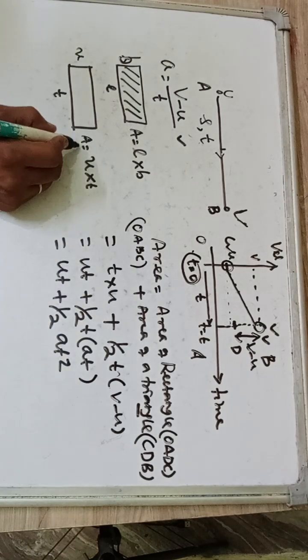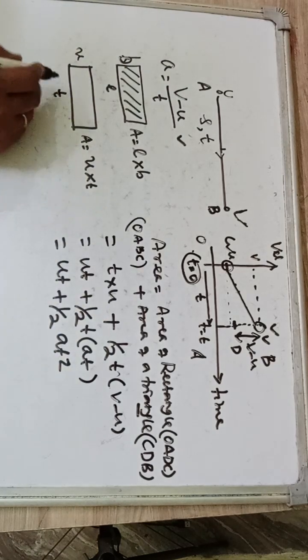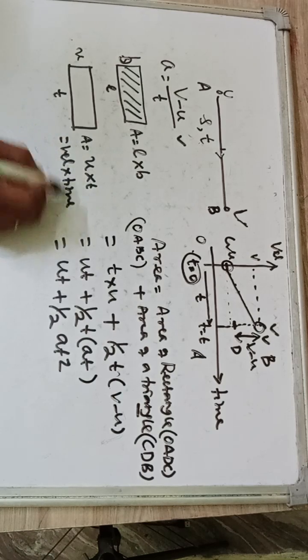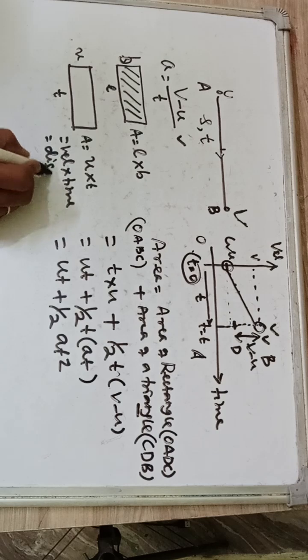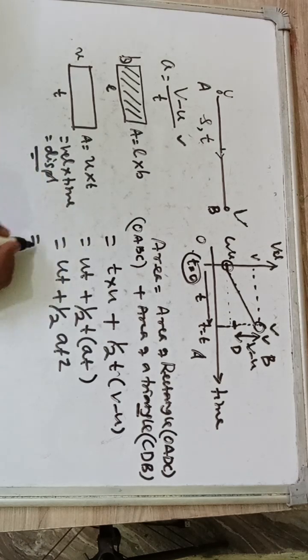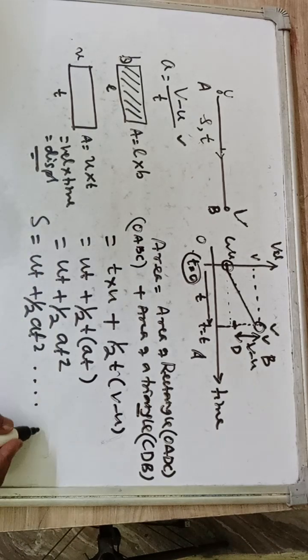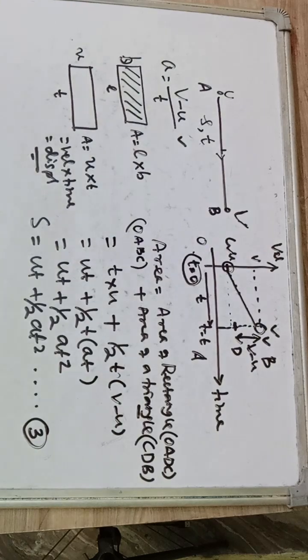So the area here is V into T. If V is the velocity and this is time, then the area will become displacement. So what does this become? This area is ut plus half a t square. This is our kinematic equation number 3.